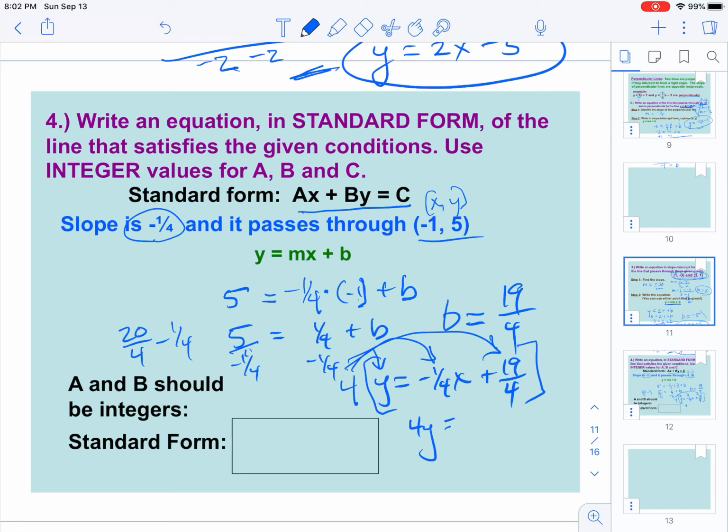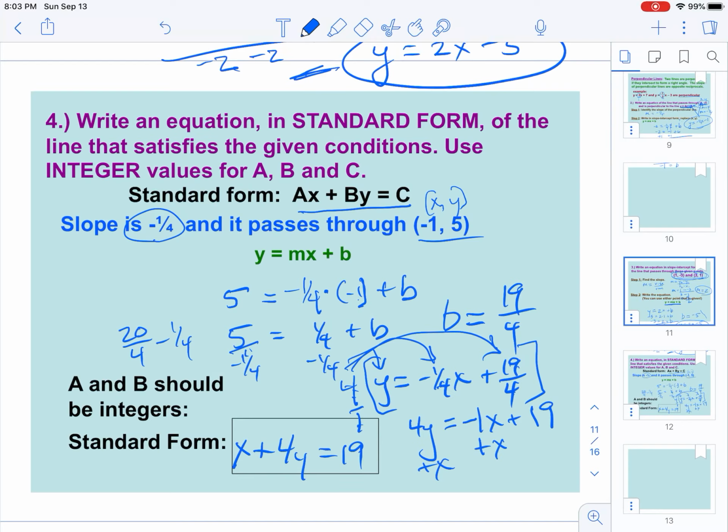So 4 times y is 4y equals 4 times a negative 1/4 is actually a negative 4 over 4, or negative 1x, plus 4 over 1 times 19 over 4 is actually 76 over 4, because I take top times top, bottom times bottom, 76 over 4, which is really just 19. And so then to finish this off, I just add x to each side. And what I end up with as a standard form is x plus 4y equals 19.